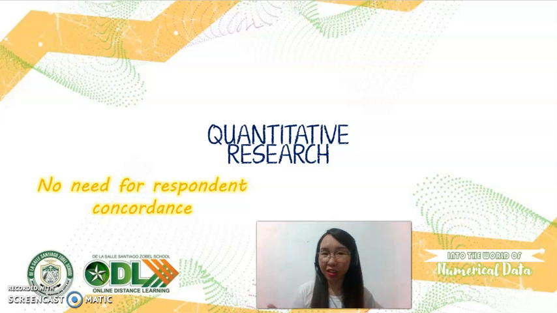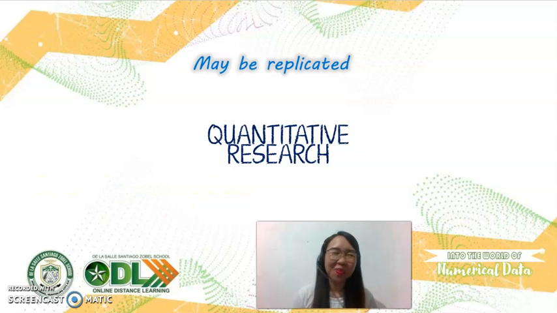But in quantitative research, because we are dealing with numbers, they do not have anything to say if the weighted mean becomes like this, because they are part of a general group. You don't have to ask them if your weighted mean is correct. There's no respondent concordance in quantitative research. And then, of course, the very favorite, quantitative research may be replicated. The term is replicated and not duplicated. Those are two different things.